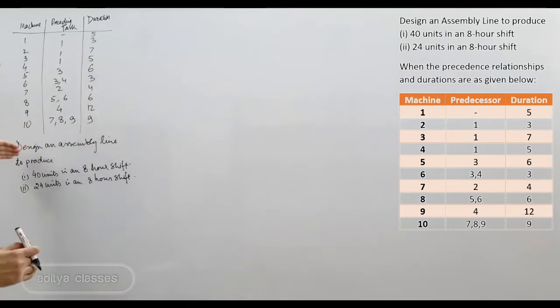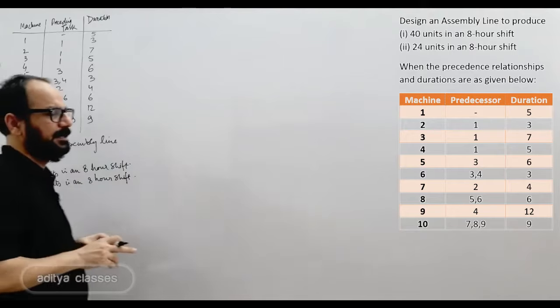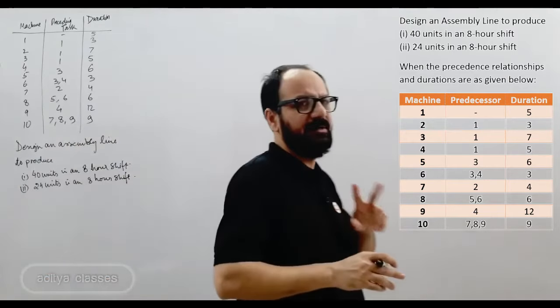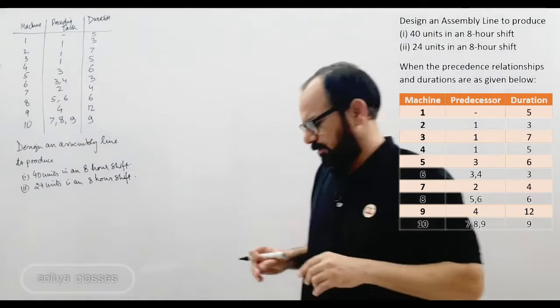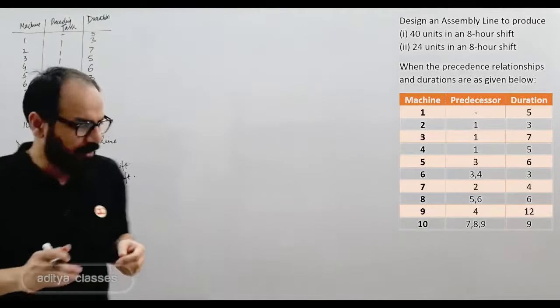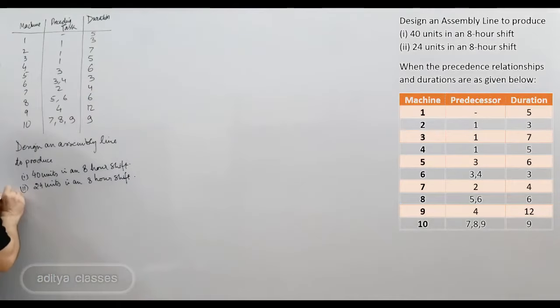We need to design an assembly line to produce 40 units in an 8-hour shift and 24 units in an 8-hour shift. So there will be two questions. We will be designing that shift for two different scenarios. Now, first thing that we need to find out over here is cycle time.